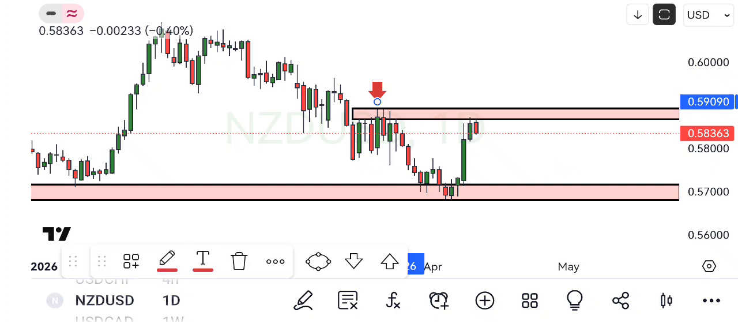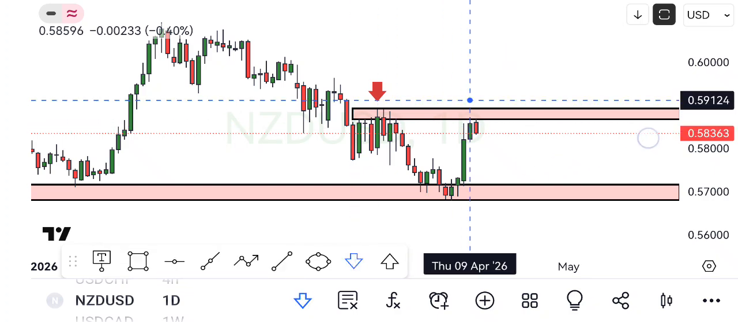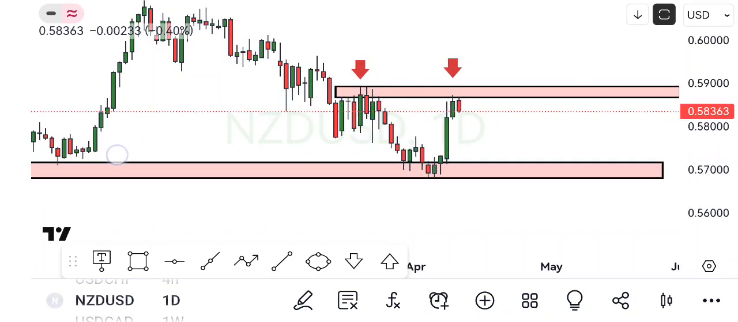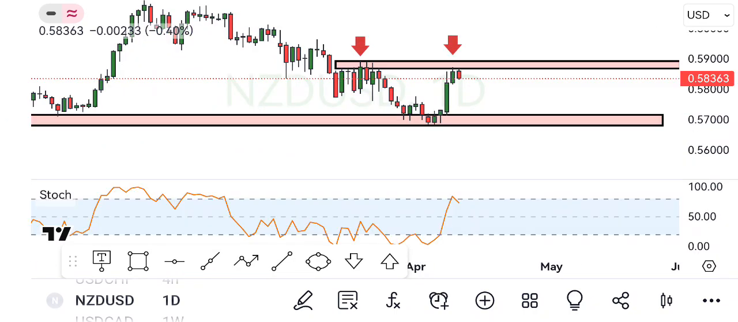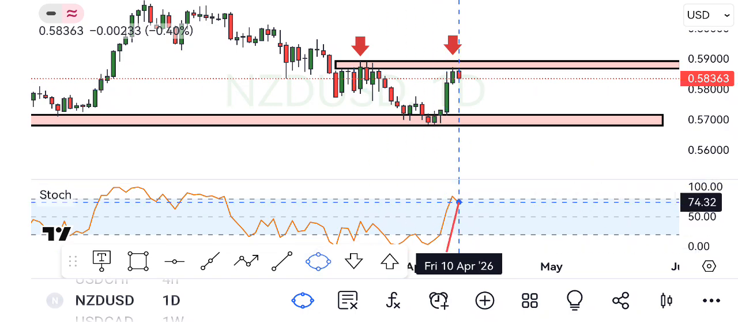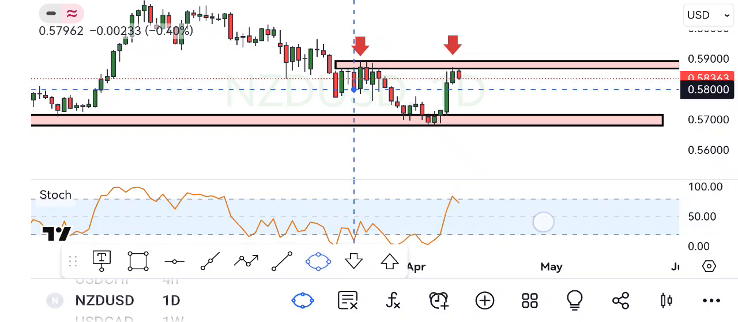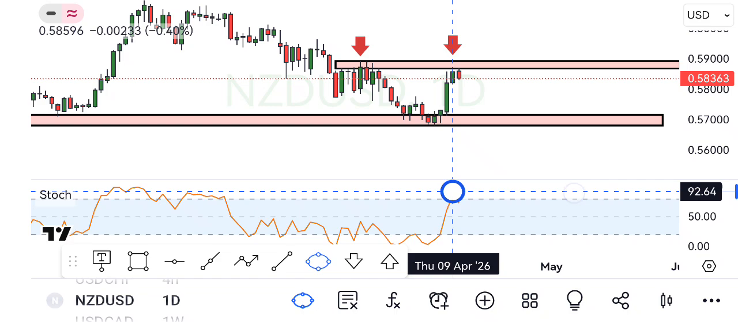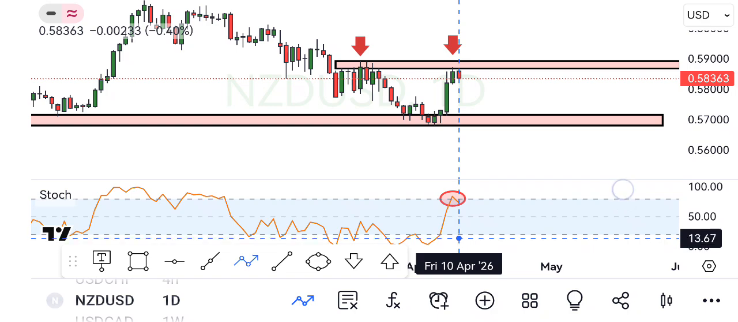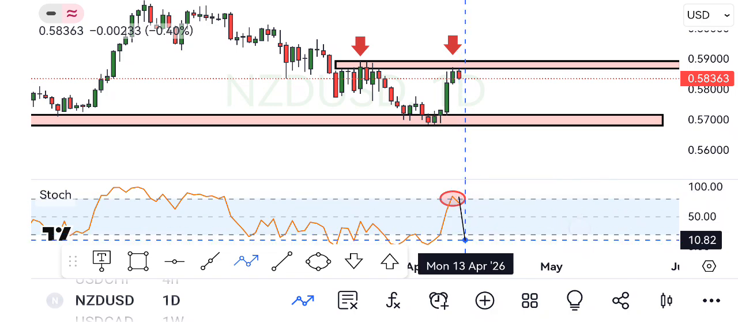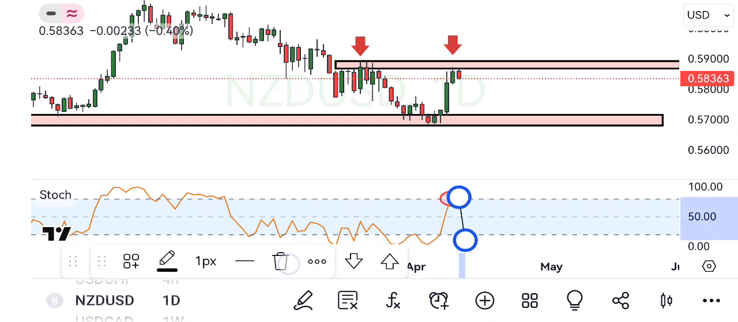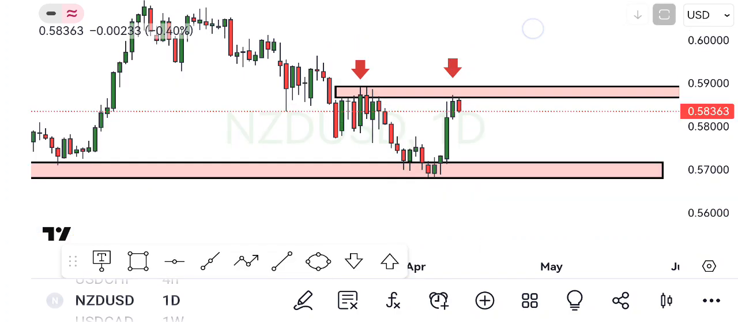Okay, this was resistance. The price came, right, and retested our area. So we should look for, let's see, yeah, and then again the stochastic is confirming that the price is overbought, so we can expect the price to push down from this area right here, right? Keep things as easy as possible, guys.